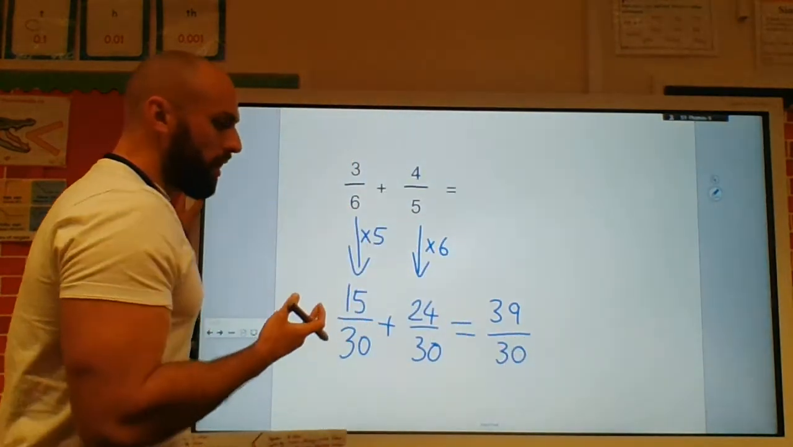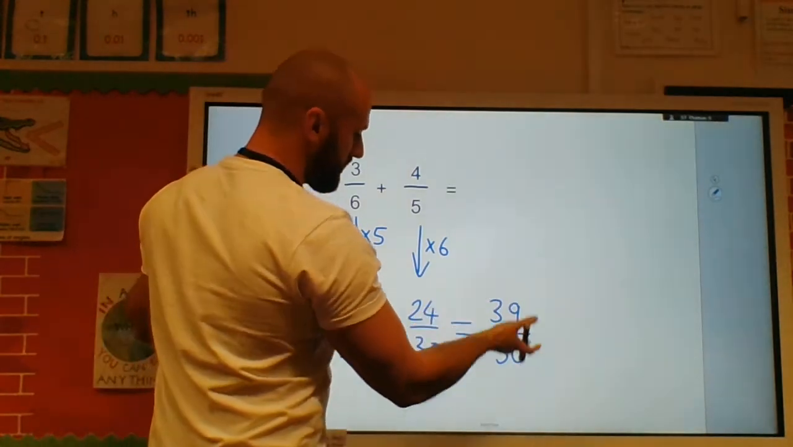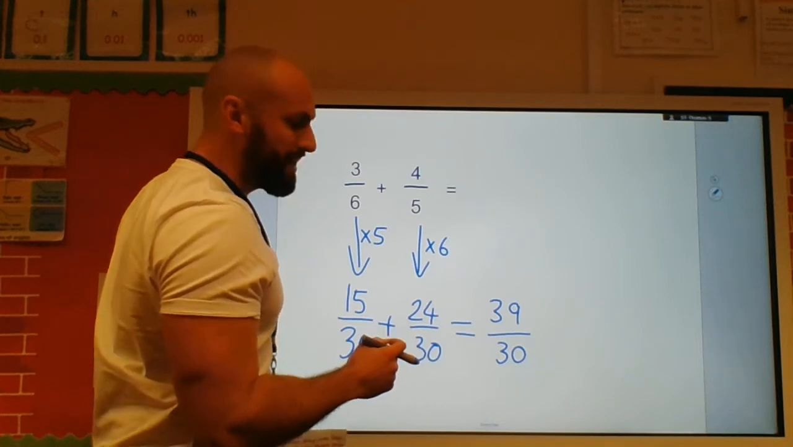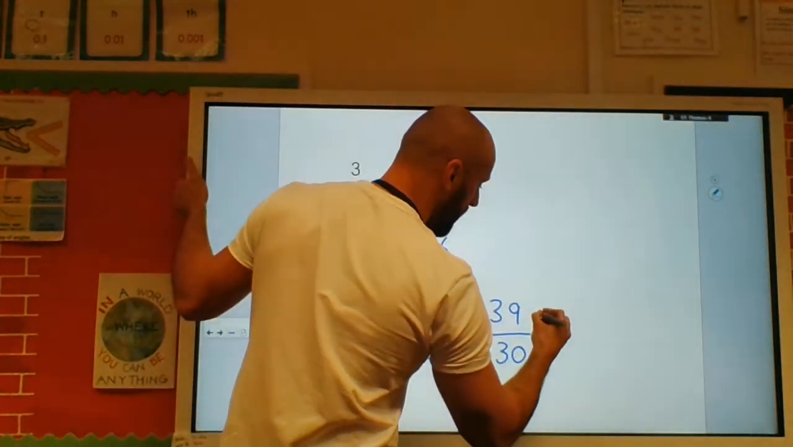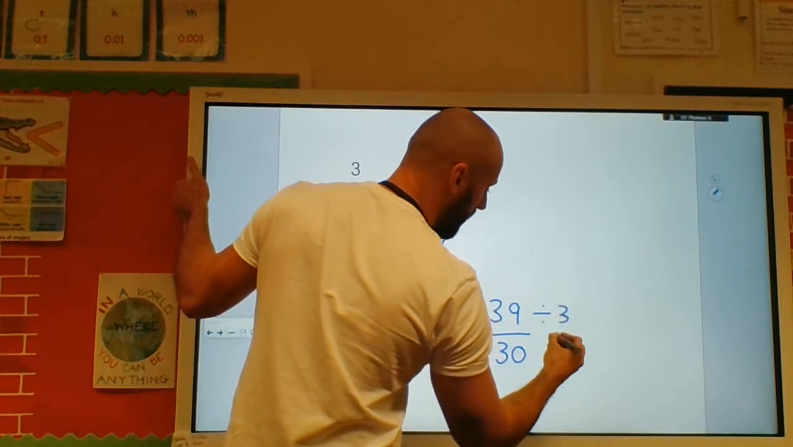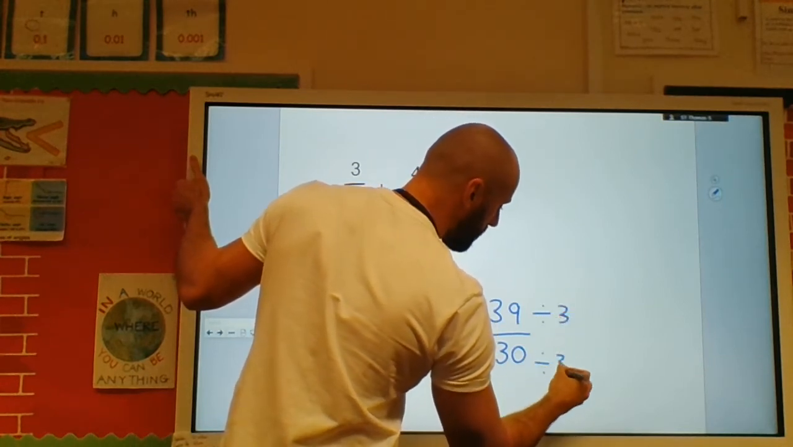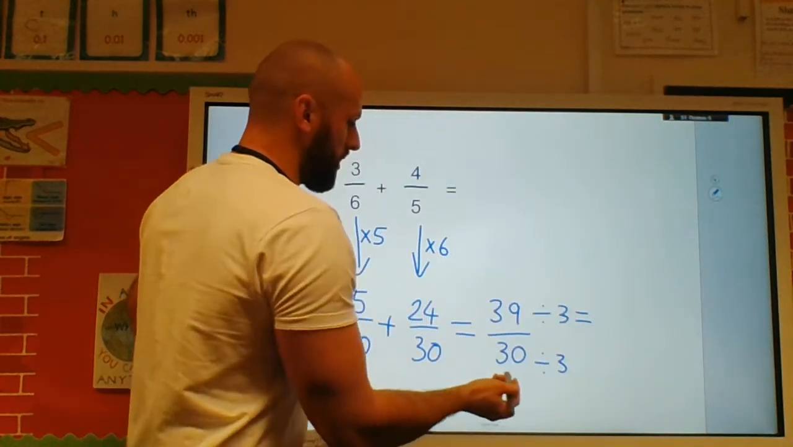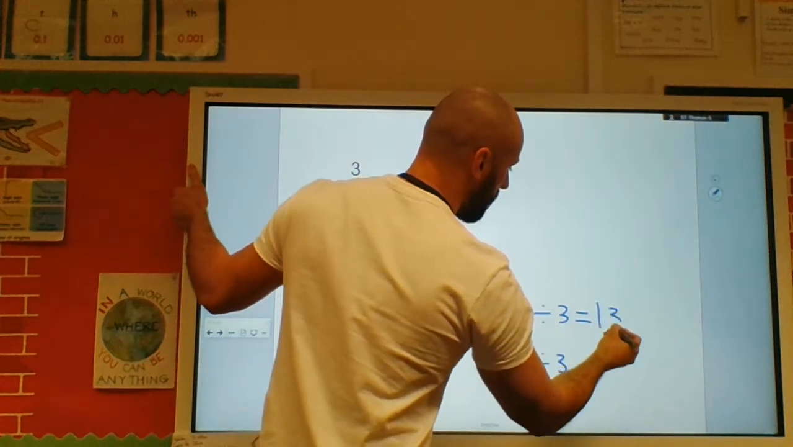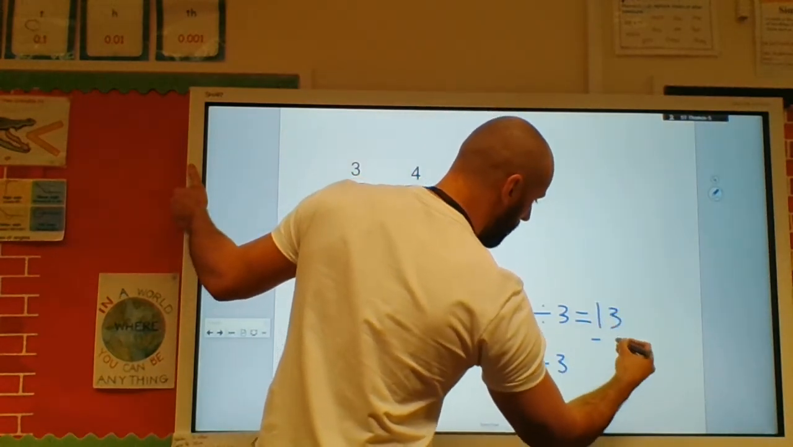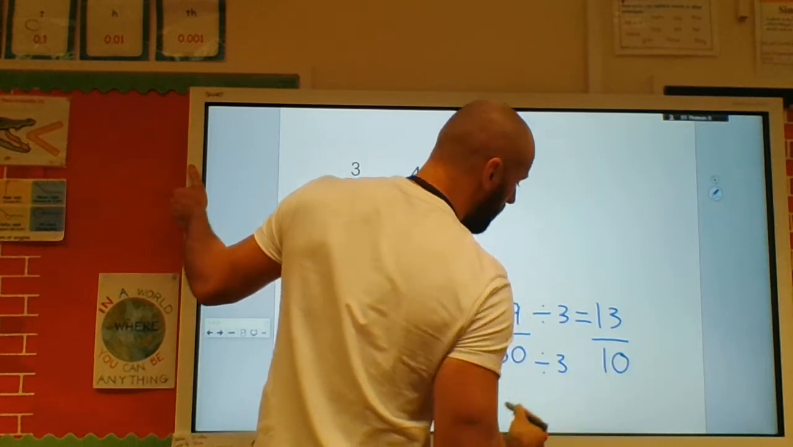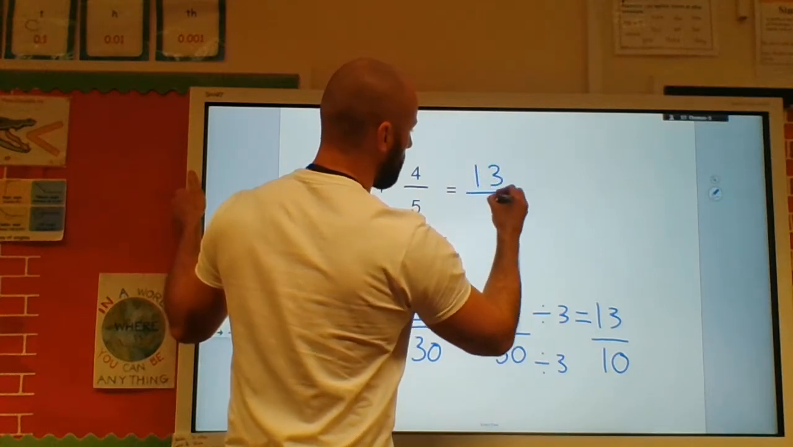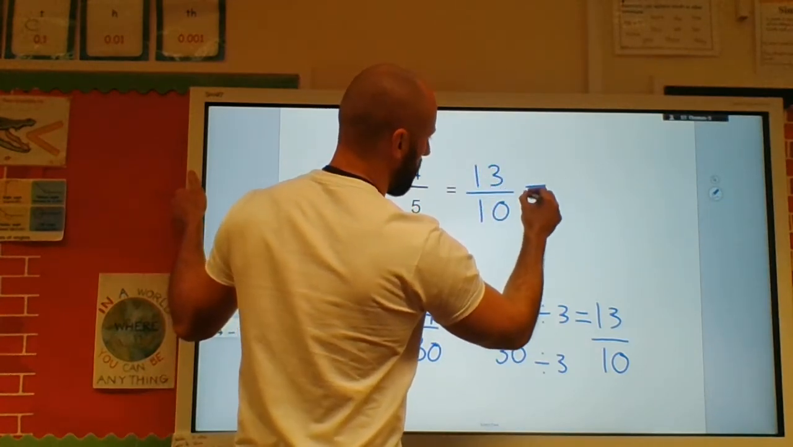So again, I need to think, is there a common factor for 39 and 30? And yes, there is. It is 3. So I can divide the numerator and denominator by 3. So 39 divided by 3 will give me 13. 30 divided by 3 will give me 10. So now 13/10 into a mixed number.